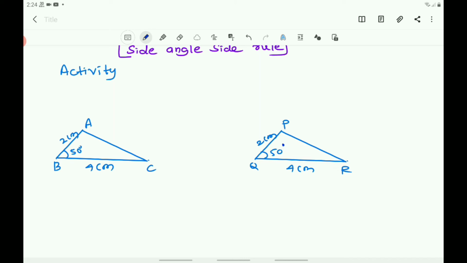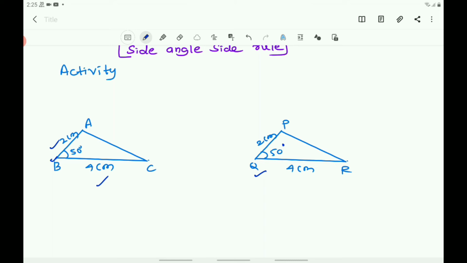They cover completely. They coincide with one another. So here the triangles are constructed in such a way that BC is equal to QR, AB is equal to PQ, and angle B is equal to angle Q. Here angle B is the included angle of the sides AB and BC, and in triangle PQR also angle Q is the included angle of the sides PQ and QR.